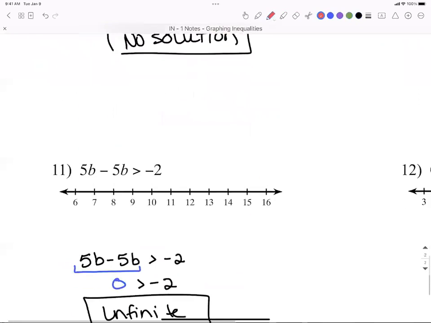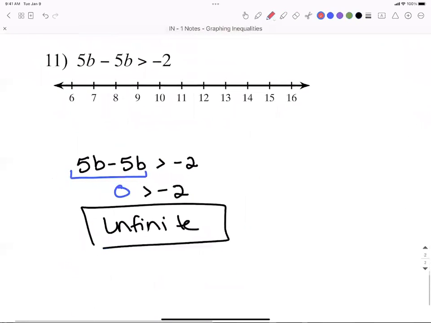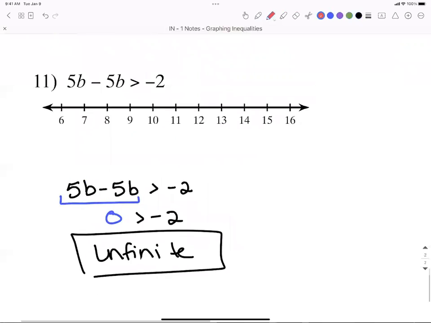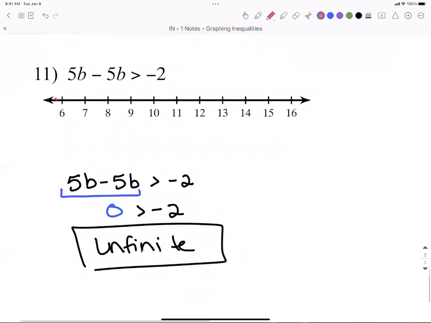All right. Kind of the flip side of that is when you have an infinite. Infinite means every single number on the number line forever and ever both ways is a solution. So you shade the whole number line and you put an arrow going back and an arrow going front. Arrows in both directions because all real numbers.